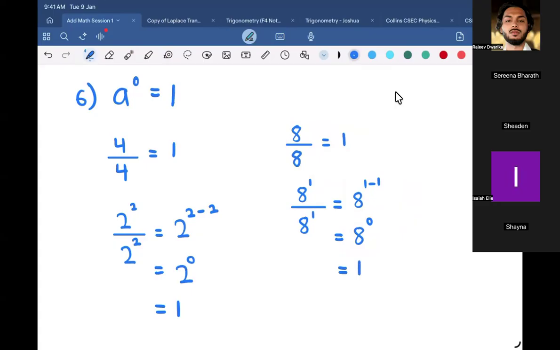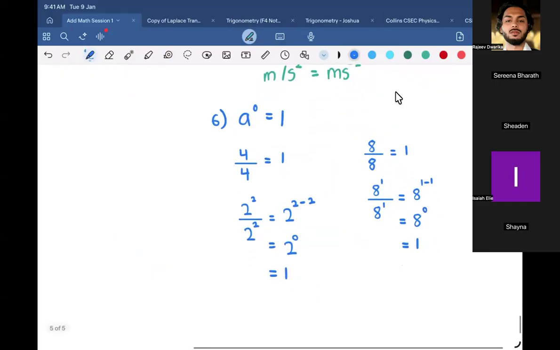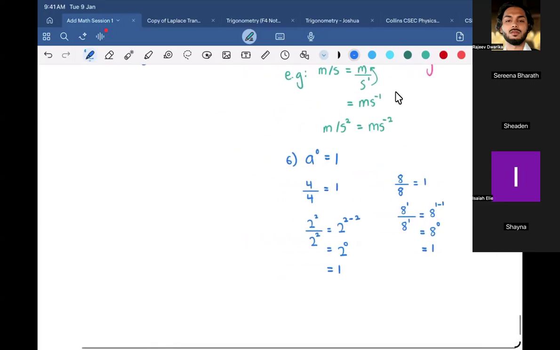Isaiah, you understand? Yeah. Okay. So now you all know why anything to the power 0 is 1, because you're just dividing a number by itself. Great. So there are two more rules for indices. But the rules are really not that hard to remember.